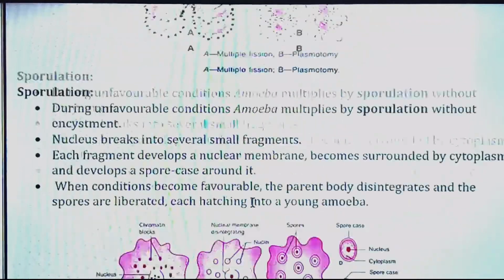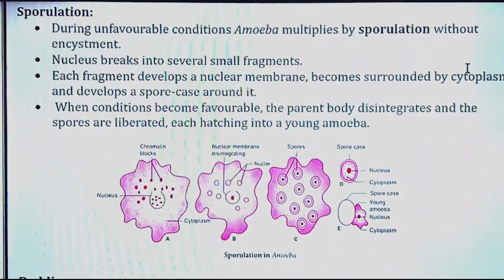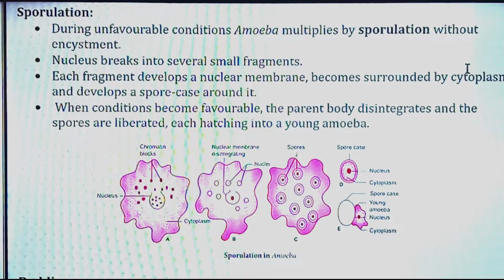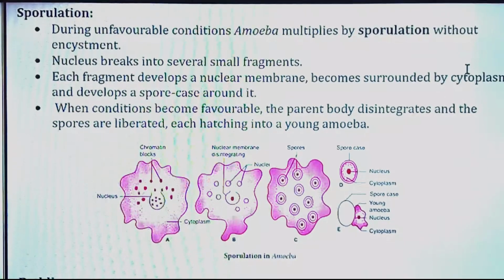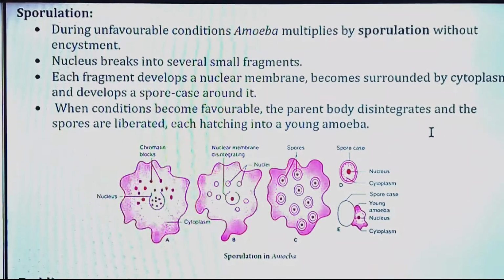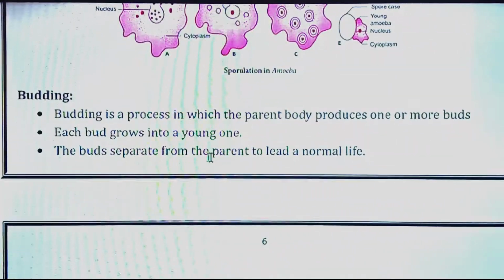Next, we have sporulation. During unfavorable conditions, amoeba multiplies by sporulation without encystment. Here the nucleus will break into several smaller fragments, and each fragment will be enveloped by a nuclear membrane and surrounded by a little amount of cytoplasm, and will develop a spore case around it, and these spores will lie inside the parent body. Once the favorable condition returns, this parent body will disintegrate, liberating the spores, and the spores will hatch out into young amoebae.